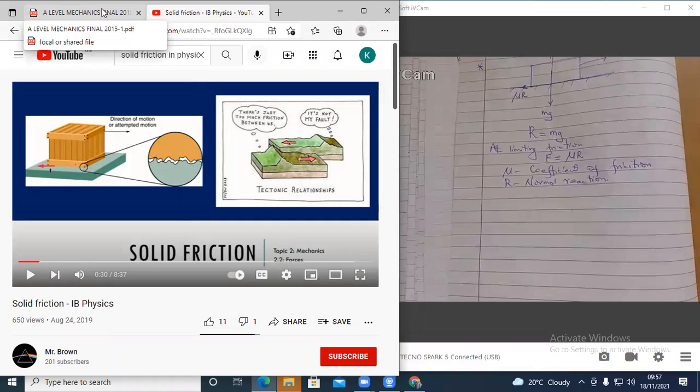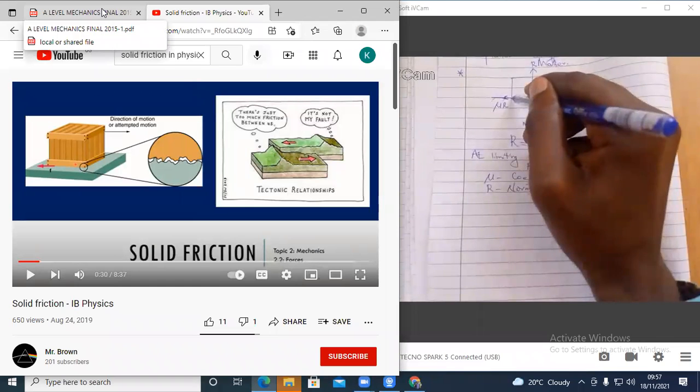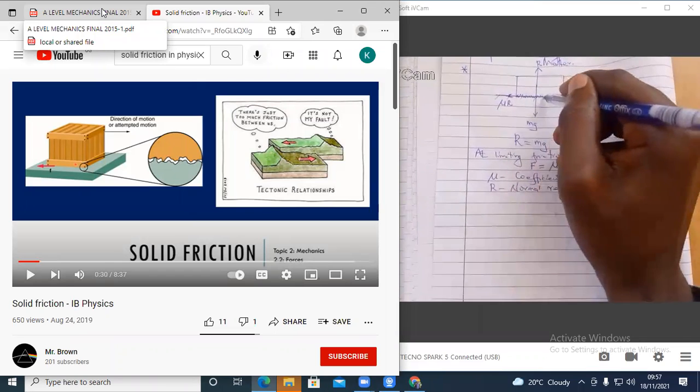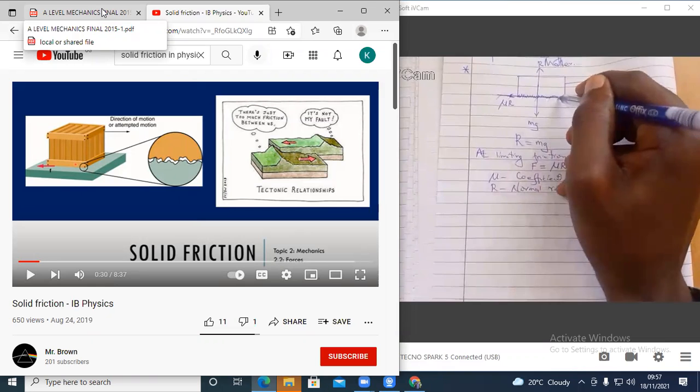So what we are explaining is here. They have zoomed it big so that you can see between the two surfaces. You can see it's zigzag. It's not flat. That's why it experiences the frictional force. In the actual sense, it is zigzag, and that's why there's friction there.